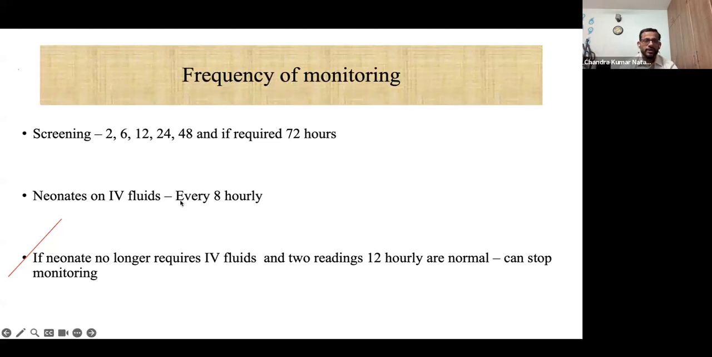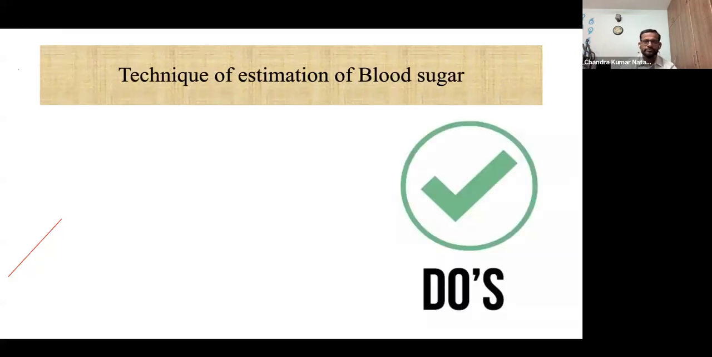Okay. So neonates who are receiving IV fluids, it has to be done every 8th hour, just to keep track of what the blood sugar level is. In neonates who are not on IV fluids, you will do it 12th hourly, and if two values are normal, and if they are on a good amount of feeding, we can stop glucose monitoring.